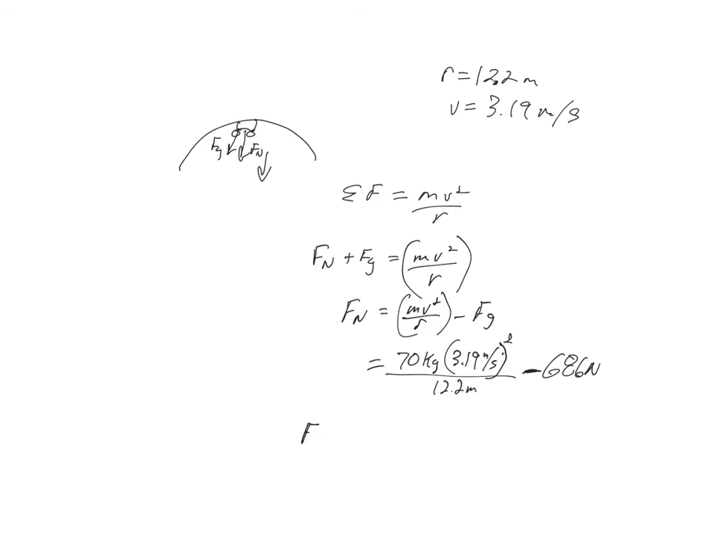So force normal equals, I should have that number in there. Isn't that just 58? 3.19. It's not in my calculator anymore. Times 70 divided by 12.2. Yes, it's 58.4 newtons. That's this number here. And now I have to subtract off the 686 newtons. So we're getting force normal of, what's that come out to? About 627, 628.